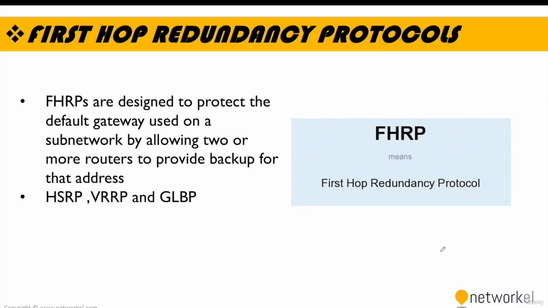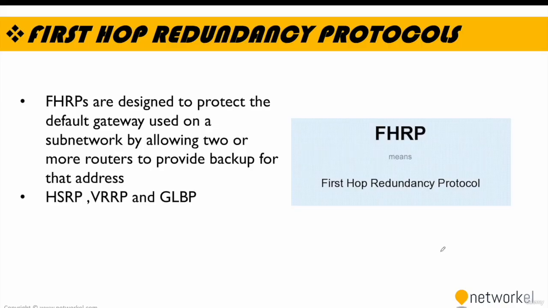First hop redundancy protocols are used to provide high availability and reliability for the default gateway in a network. Okay, that is for protecting the default gateway. So we have three main protocols. We have HSRP, that is Cisco proprietary, and it allows multiple routers to work together as a single router and ensures that if the primary router fails, a backup router will take over.